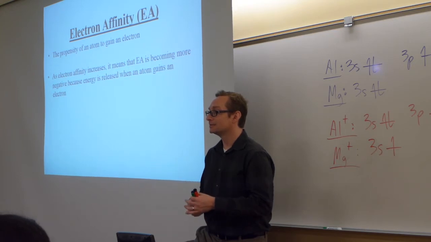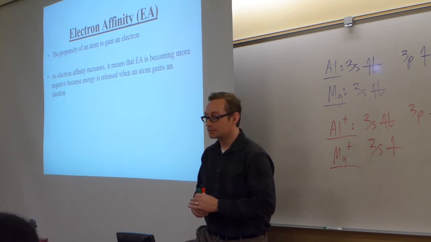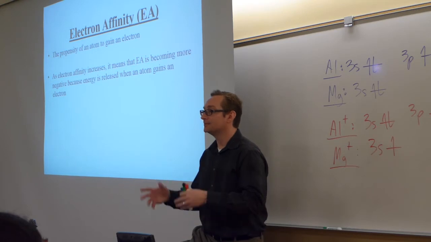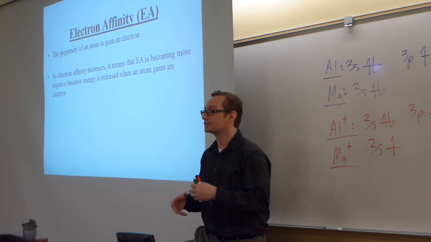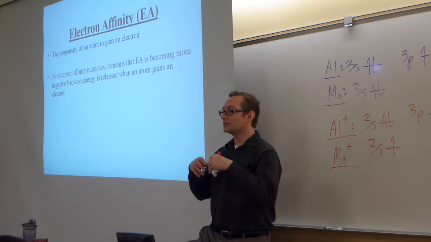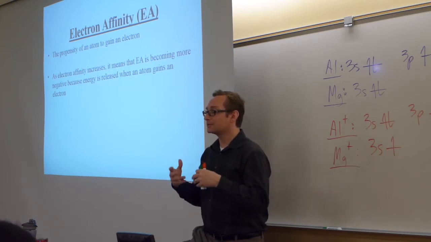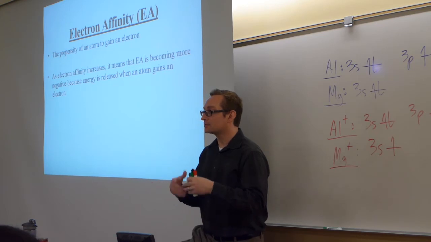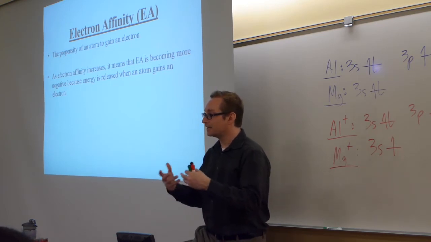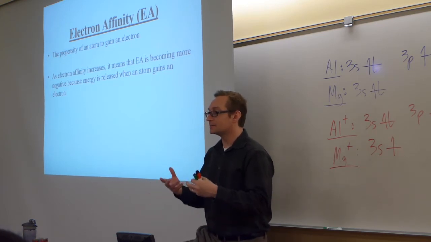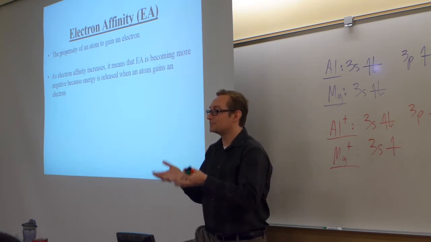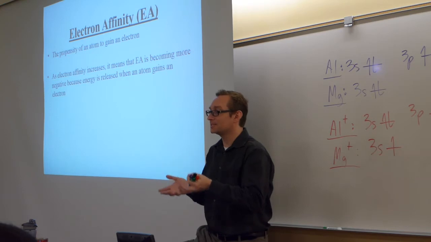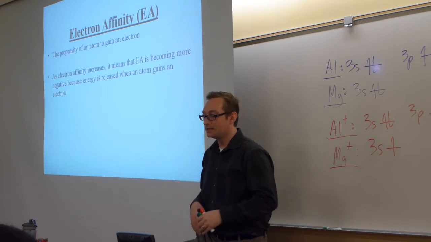Question? I've never heard the word propensity. Propensity means likelihood, right? So it's the likelihood of an atom to gain an electron. So the more exothermic the electron affinity is, and remember exothermic results in a negative delta energy, the more negative it is, we say that's the electron affinity increasing. Okay, it's becoming more negative. It's increasing in its negativity.